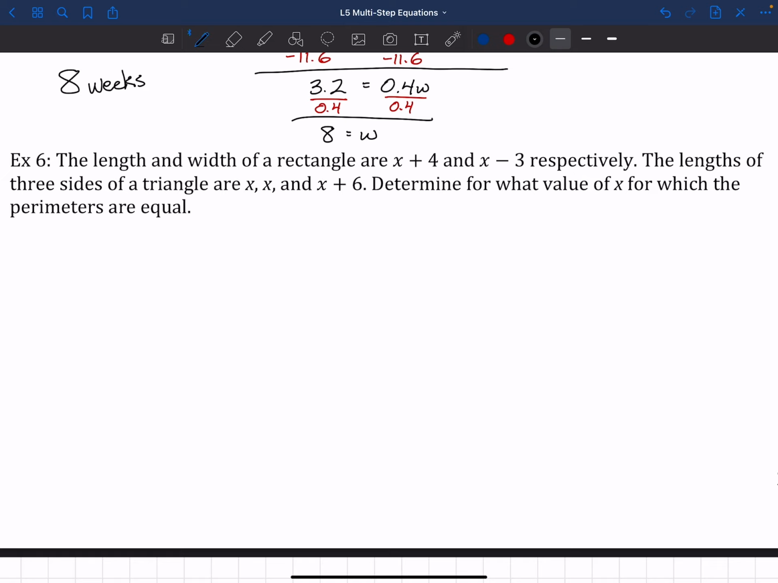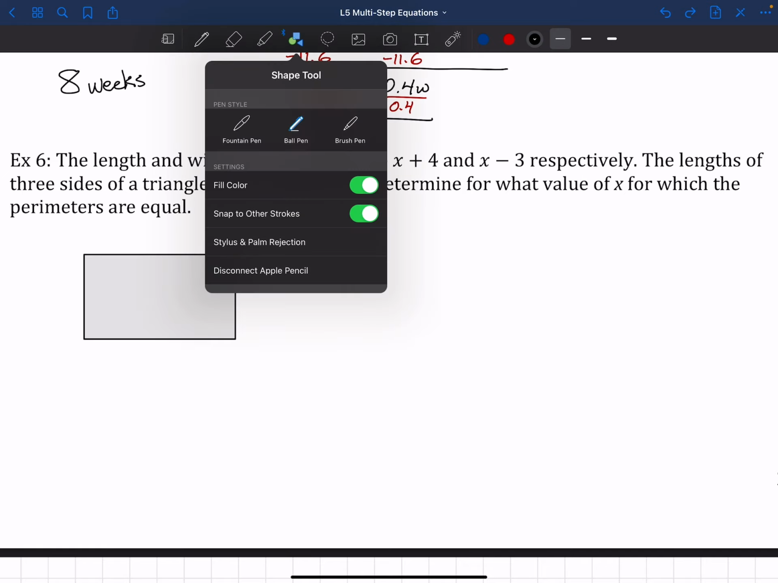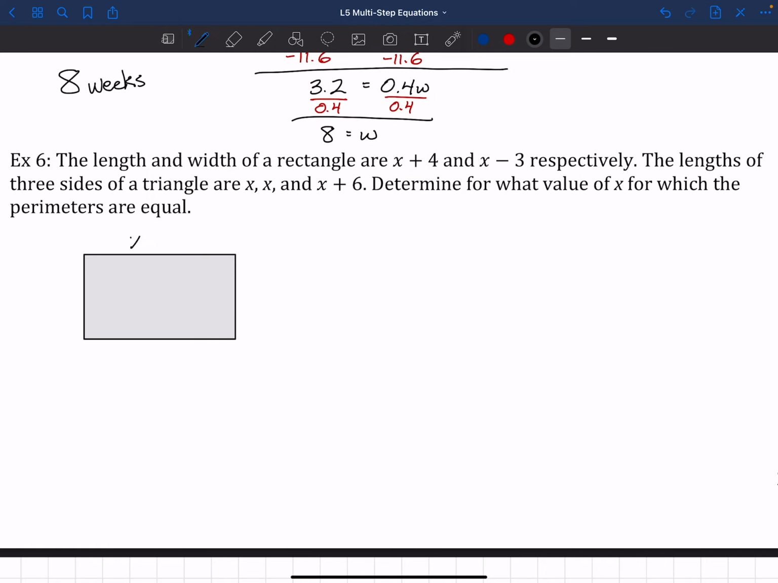All right, so what I might suggest, whenever you've got a problem and it's talking about a rectangle and a triangle, is draw yourself a diagram. It's going to make things a little bit easier to think through. So I'm going to draw myself a rectangle. Oh my gosh, look at that perfect rectangle first try. And I'm going to label it. The length and width are x plus 4 and x minus 3 respectively.